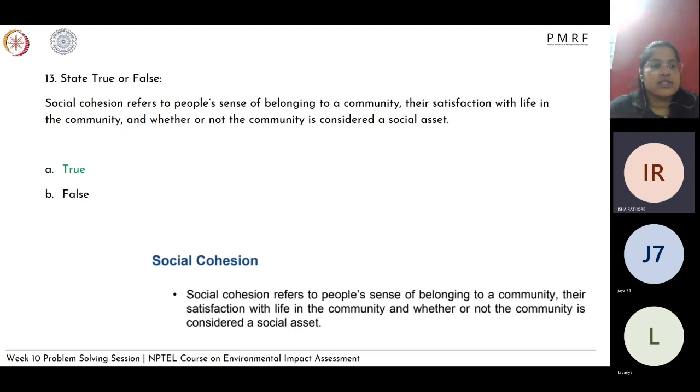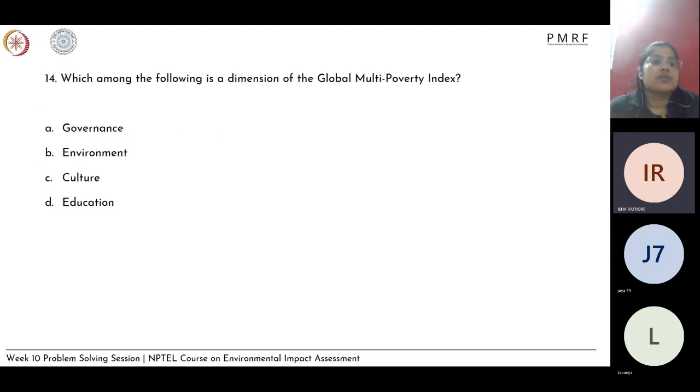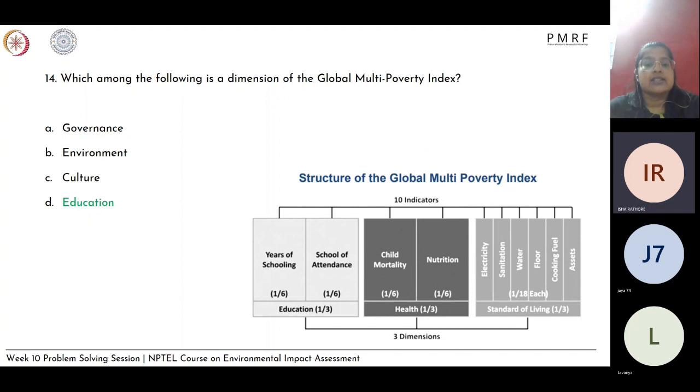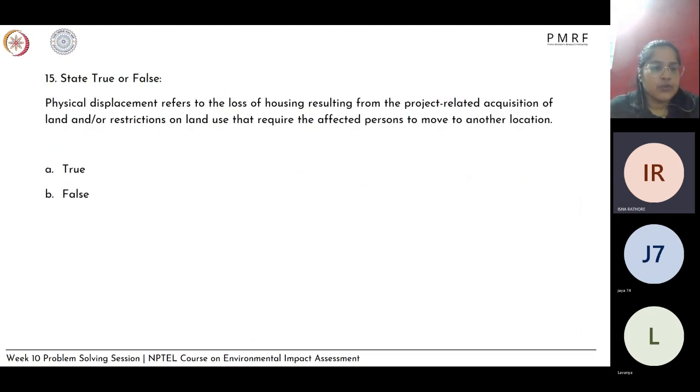So moving on to question 14, which among the following is a dimension of the Global Multi-Poverty Index? Again, from lecture 49 and 50 on social impact assessment. So the Global Multi-Poverty Index has 3 dimensions. One is health, the other is education, and the third is standard of living. So education is one of the options. So the correct option is D, that is education.